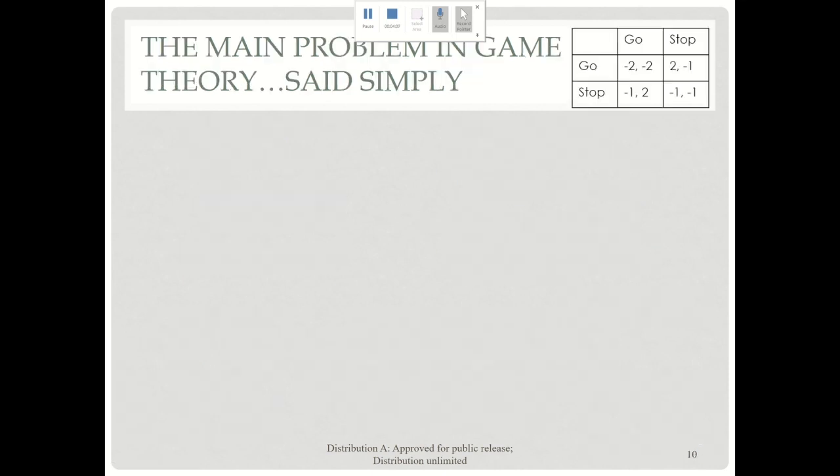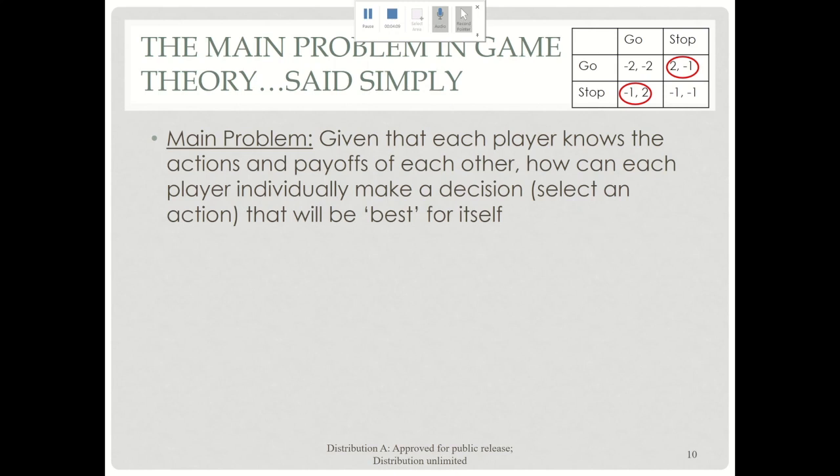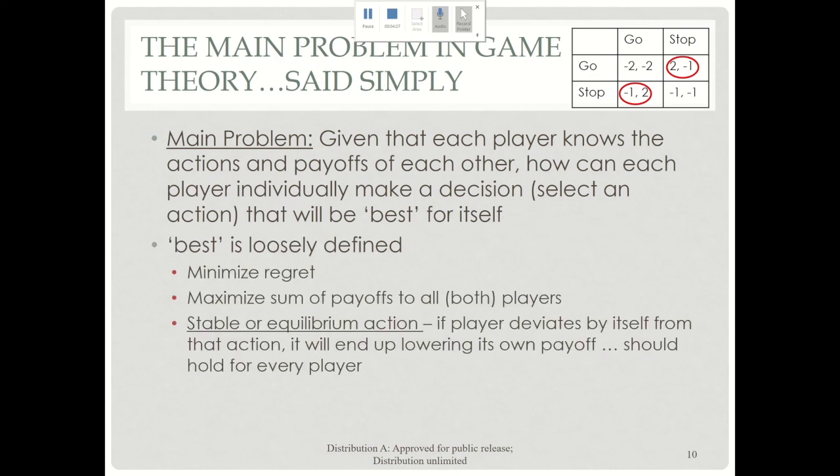The main problem in game theory, said simply, is this, which is given that each player knows the payoff matrix. In other words, it knows the actions and payoffs of itself and also of the other player. How can a player individually make a decision or select an action that will be the best for itself? The term best is loosely defined. It could either mean to minimize regret, it could be maximize the sum of the payoffs. Basically, it depends on how we are solving the game.